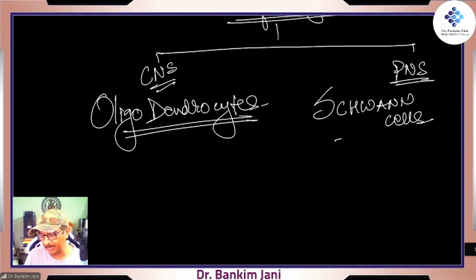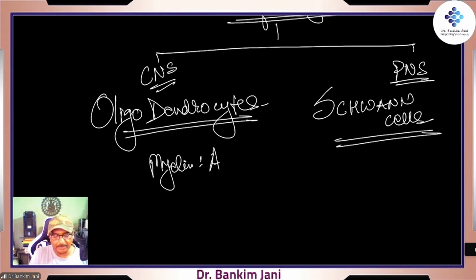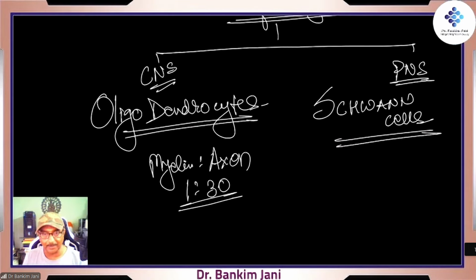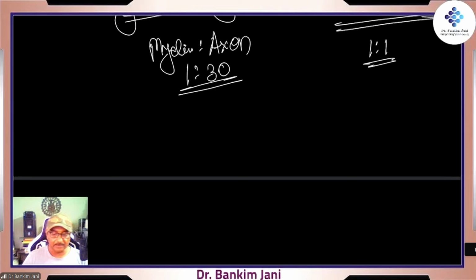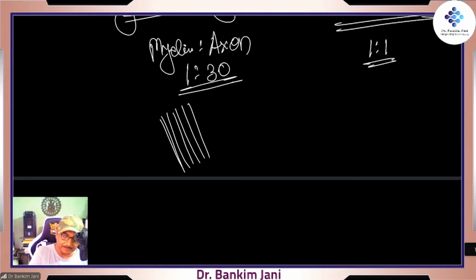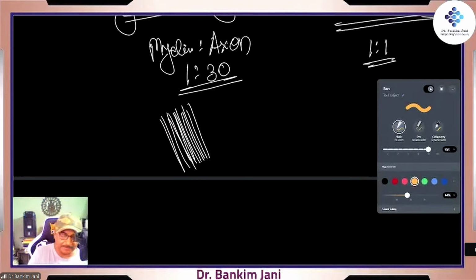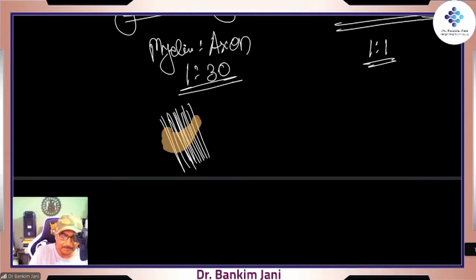Schwann cells. The typical characteristic of both of them is that in case of the oligodendrocyte, the ratio of myelin to axon is 1:30. While in case of the Schwann cell, this particular ratio is 1:1. What does that mean? It means up to 30 axons are there. And then all of them would be packed together in a single myelin sheath.